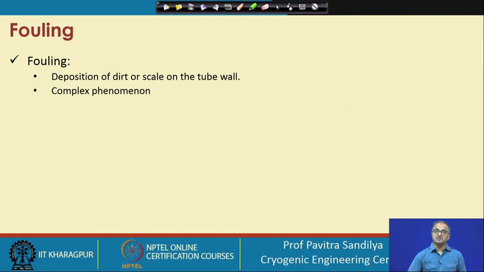Now there is an important consideration whenever we are talking about the heat transfer coefficients, that is fouling. So this fouling happens because of the deposition of various dirt or scale on the tube wall over a period of time, and this fouling is a very complex phenomenon. Whenever there is fouling, there will be an increase in the resistance to the heat transfer, and due to this the size of the heat exchanger will be affected. So the more the fouling, the larger the size of the heat exchanger for a given heat duty. That is why it is important for us to know the resistance offered due to the fouling.